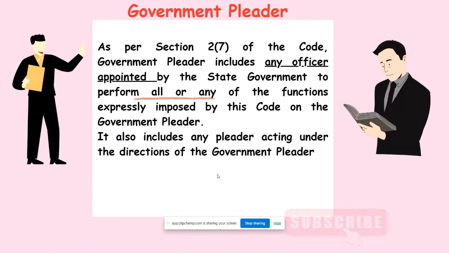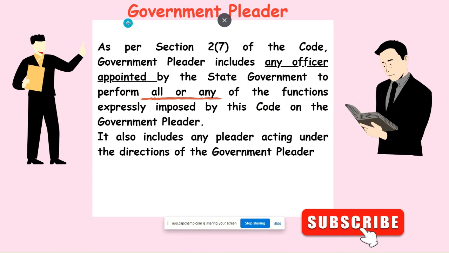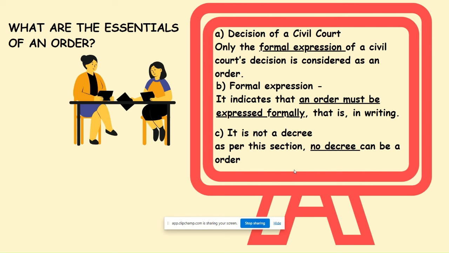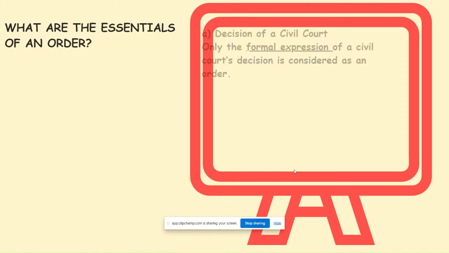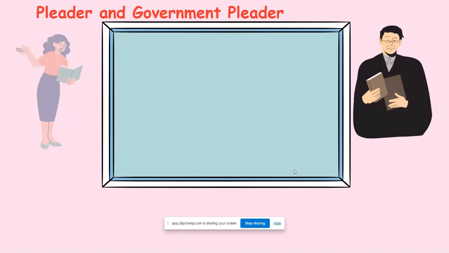About the pleader. जहाँ तक गवर्नमेंट प्लीडर की बात है, as per section 2 subsection 7 of the code, government pleader includes any officer appointed by the state to perform all or any of the functions expressly imposed by this code on the government pleader. It also includes any pleader acting under the direction of the government pleader. This is about pleader and government pleader. So we have seen very important definitions up to order. Also, we have seen order and then so far pleader and government pleader.